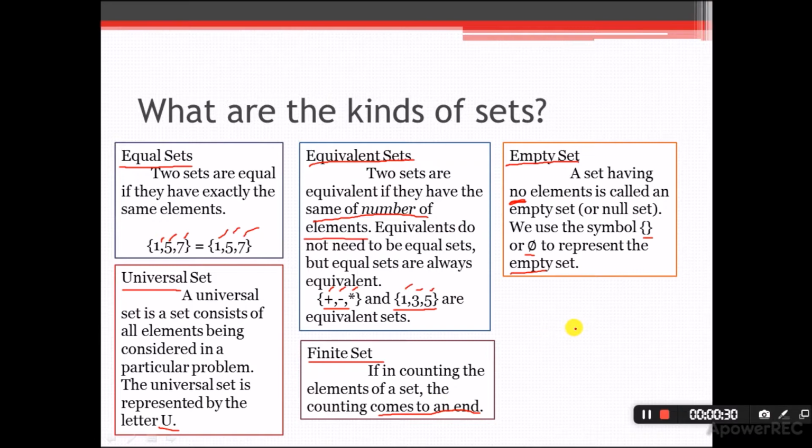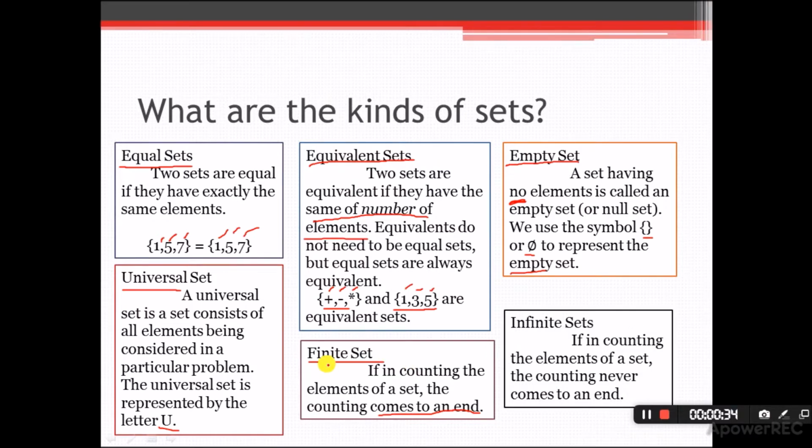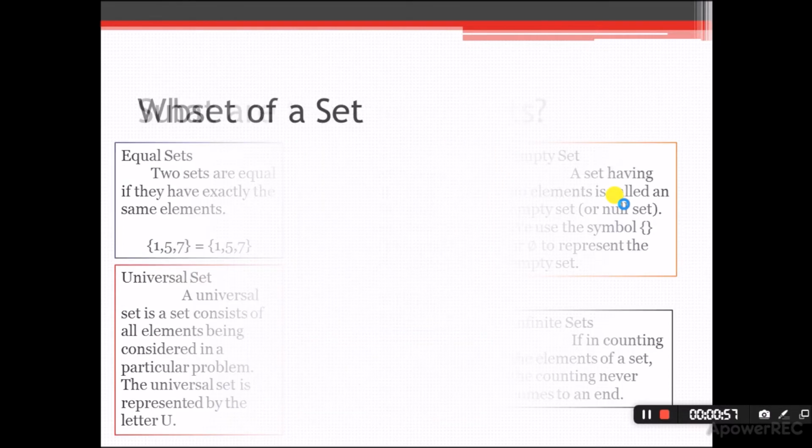If we have finite sets, we also have infinite sets. Infinite sets: if in counting the elements of a set, the counting never comes to an end. Example, it's like counting how many stars there are in the universe, and that's uncountable. The count never ends. That's a kind of set.